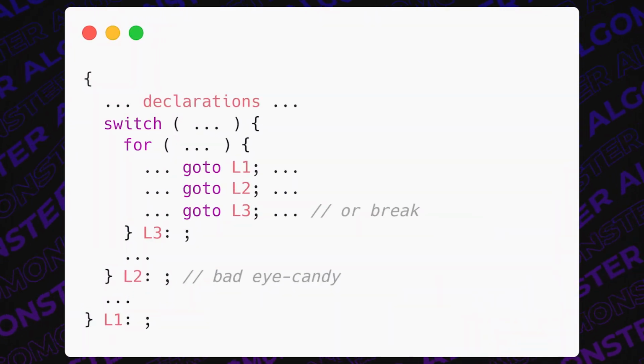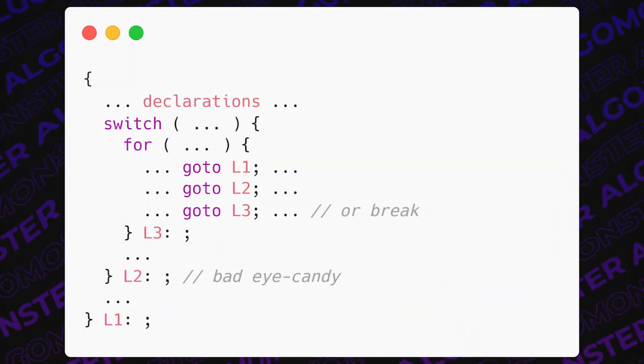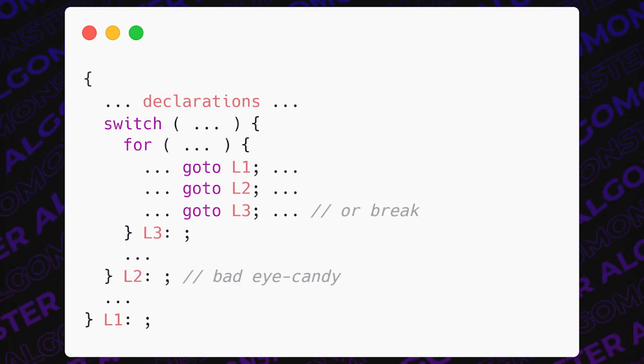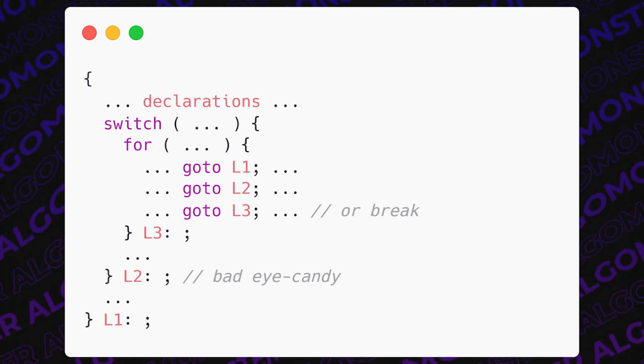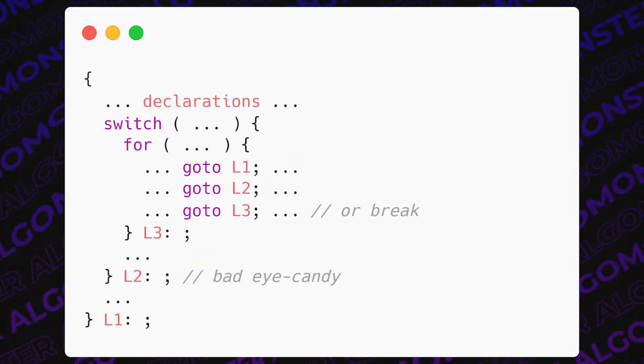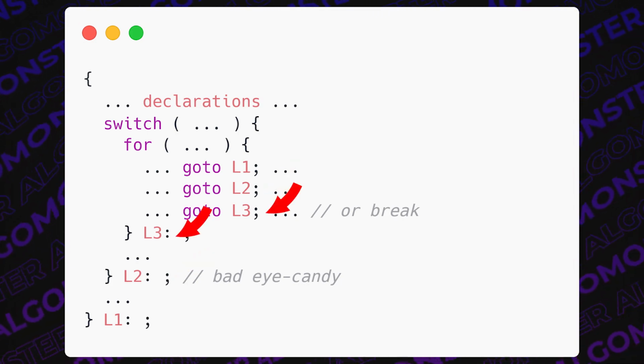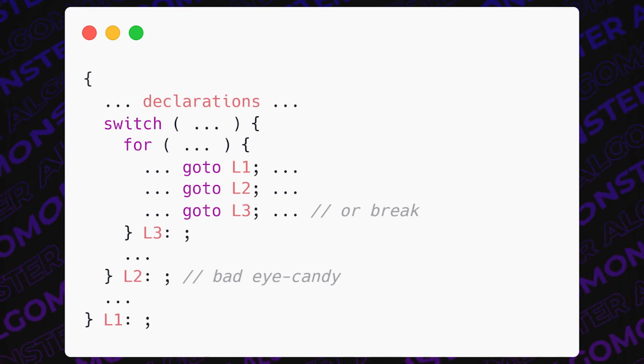Now, what about in C or C++? Well, what we could do is use goto statements. So for example, if we wanted to break out of the entire block, we could say goto L1. What about the switch case? We could say goto L2. And for the loop, we can say goto L3. So in this case, we're using a lot of labels for exits.